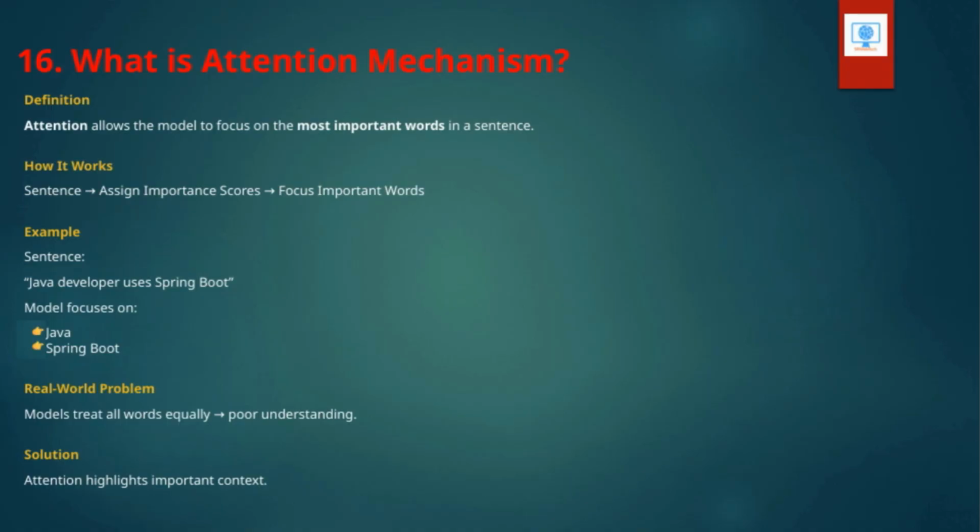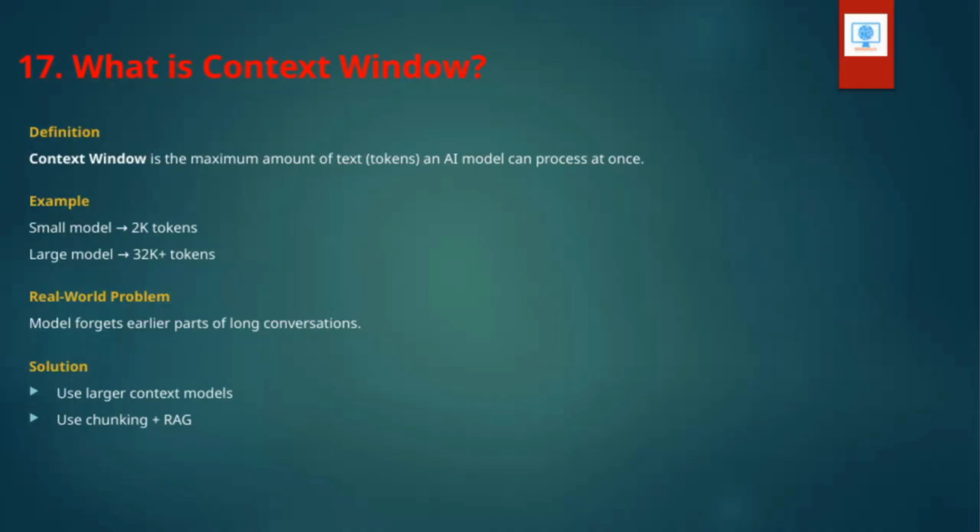Let's talk about what a context window is. Essentially, it's the maximum amount of text, or tokens, that an AI model can process all at once. Think of it as the model's working memory for a given moment. For example, smaller models might handle around 2,000 tokens, while larger models can manage over 32,000 tokens.